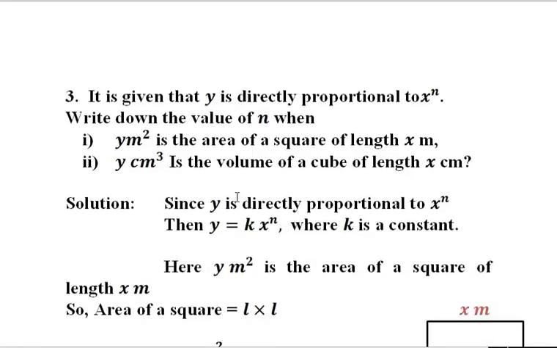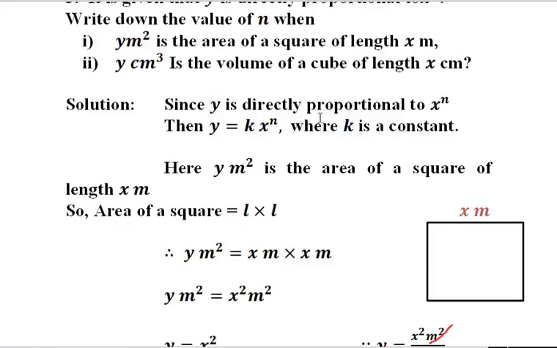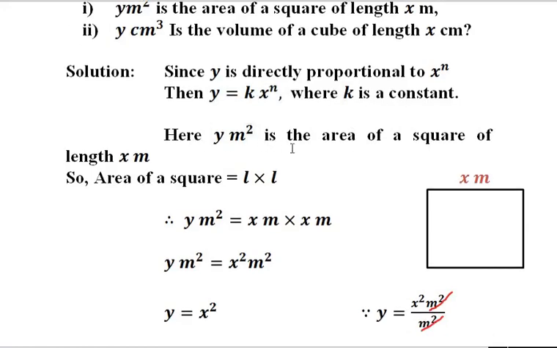Now question number 3 from this exercise is, it is given that y is directly proportional to x raised to the power n. Write down the value of n when y m square is the area of a square of length x meters, and y cubic centimeter or y centimeter cube is the volume of a cube of length x centimeter. Since y is directly proportional to x raised to the power n, then y is equal to kx^n, where k is a constant.